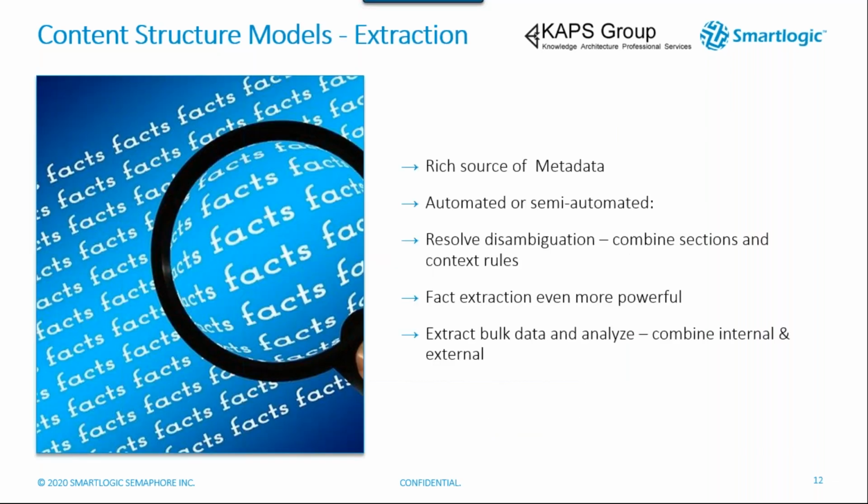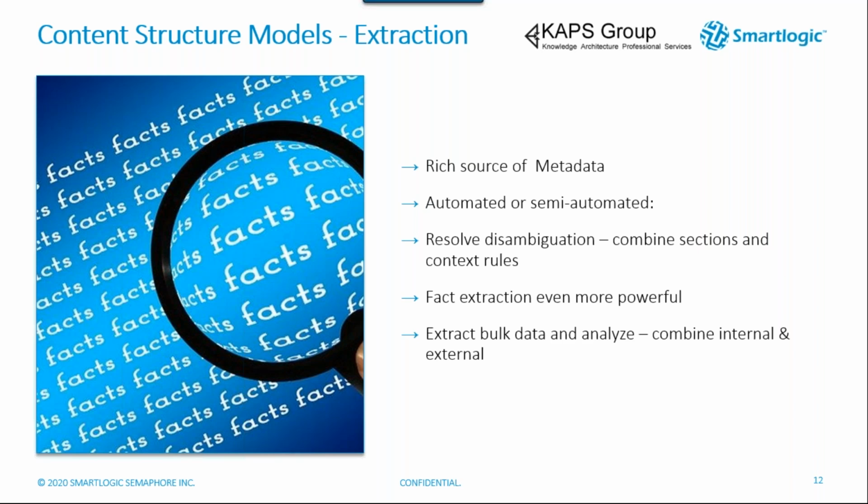Okay, so before we go on to show you some examples of that, there's one other aspect of content structure models that I wanted to mention, which is you can use them to really empower data extraction applications, which then become a really rich source of metadata. These kinds of extraction applications can be automated or semi-automated. You can add in additional text analytics, categorization kinds of functionality to help resolve disambiguation. Also knowing where to look in the document for particular kinds of data is another use of this.